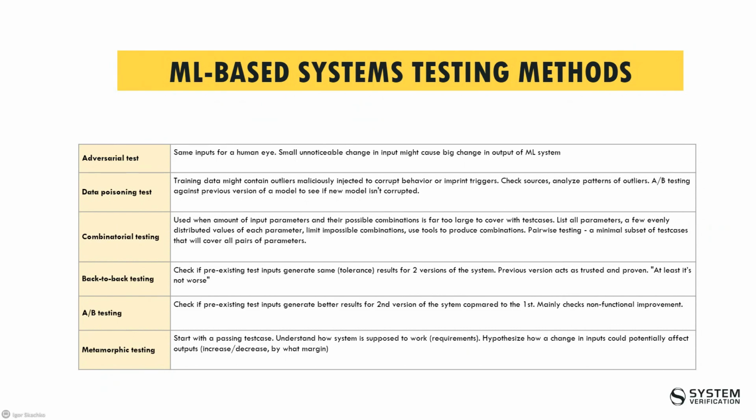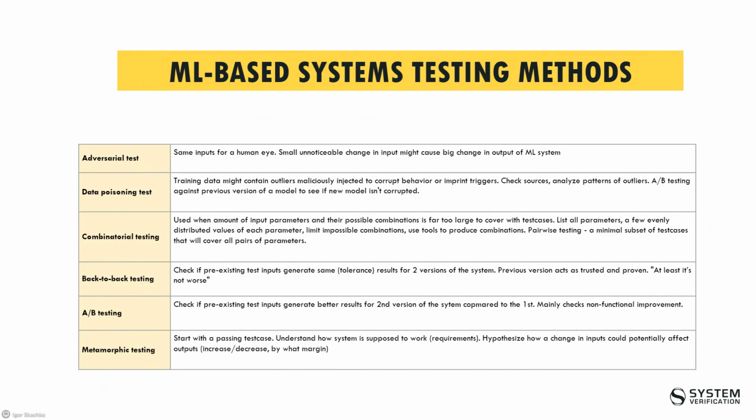Now, back-to-back testing, again, is just a relative comparison of two versions of the same system. So if we have a newer version or a newer model, for example in self-learning systems, we could run both of those with the same input of testing data and see what the output looks like. And we could assess it and see if the tendencies are getting worse or better. A/B testing is very similar to back-to-back testing, mainly focusing on non-functional improvements.